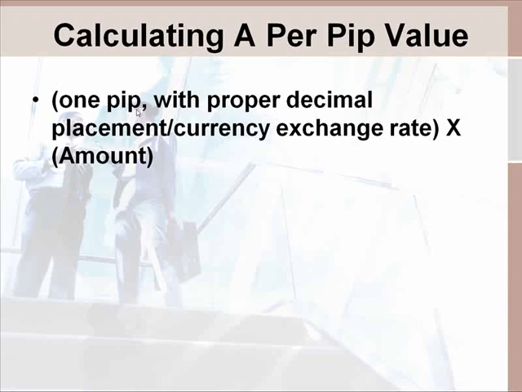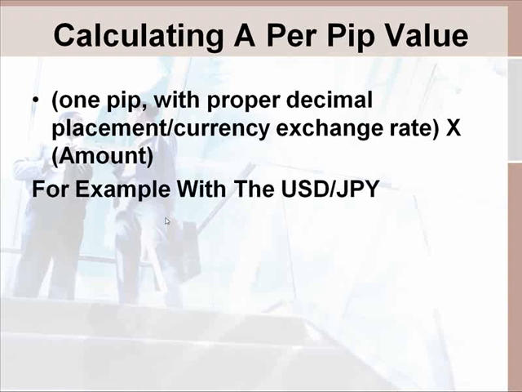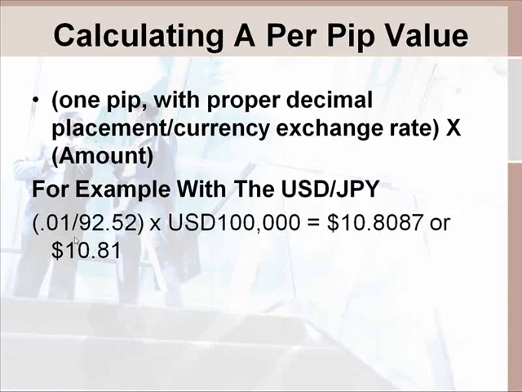Calculating a per pip value, here's the formula you're going to need to do it. You need to divide 1 pip with proper decimal placement by the currency exchange rate, and then multiply it by the amount that you're trading. And the amount that you're trading is usually going to be either 100,000 for a full lot or 10,000 for a mini lot. And to just give you an example of how to use this formula, with the US dollar Japanese yen, we would take the per pip value with proper decimal placement. So with a Japanese yen pair, it's 0.01.